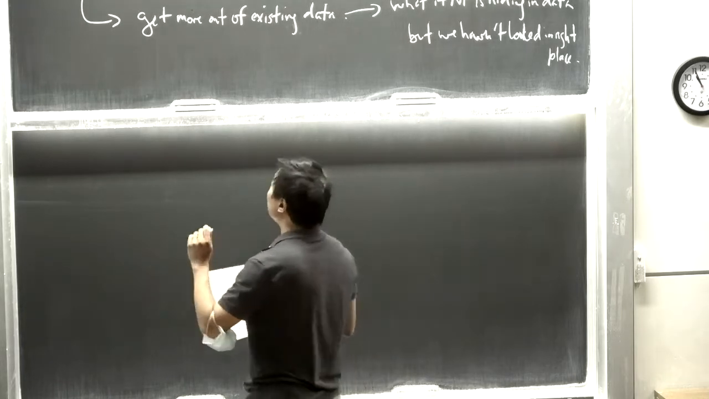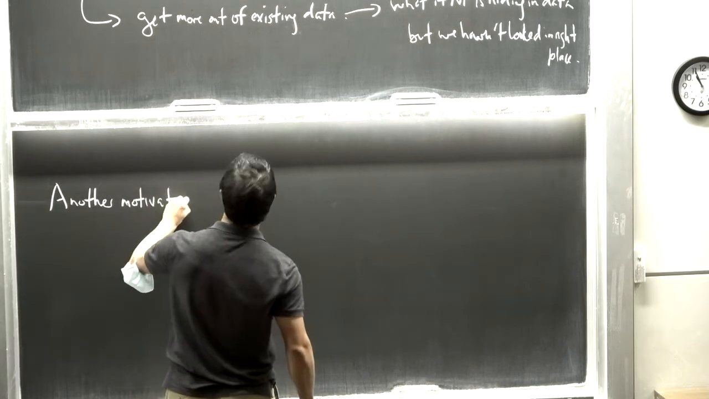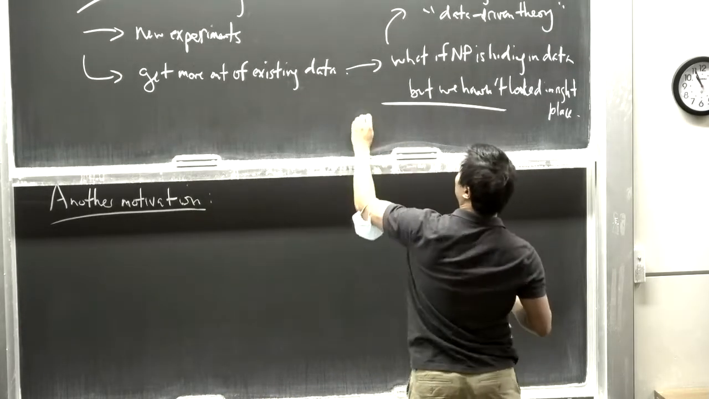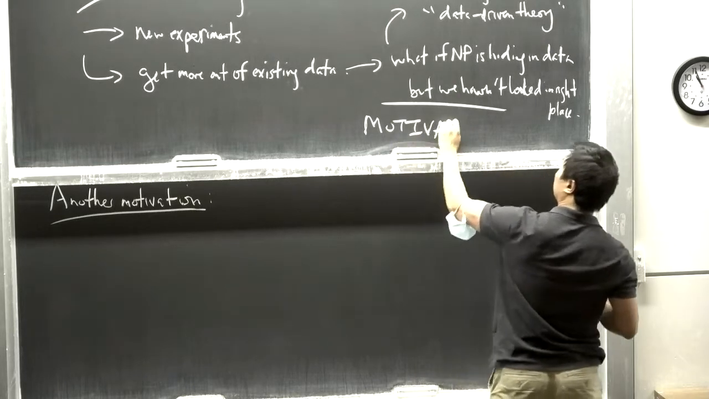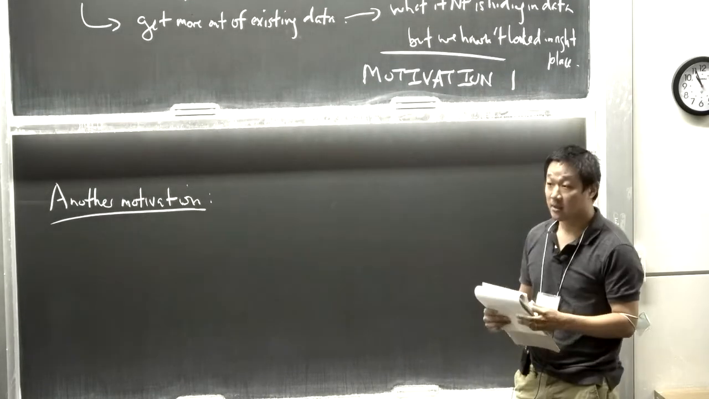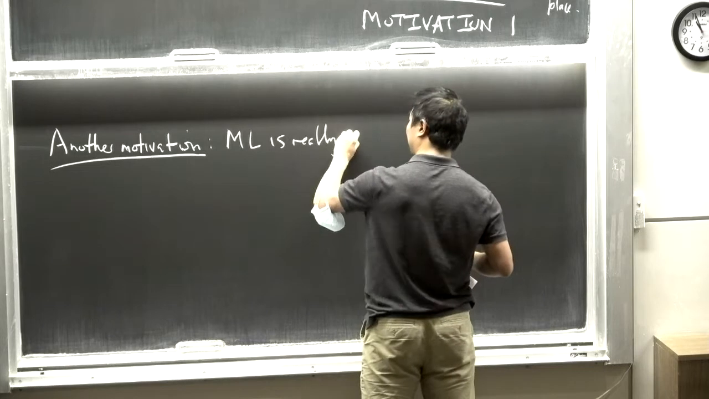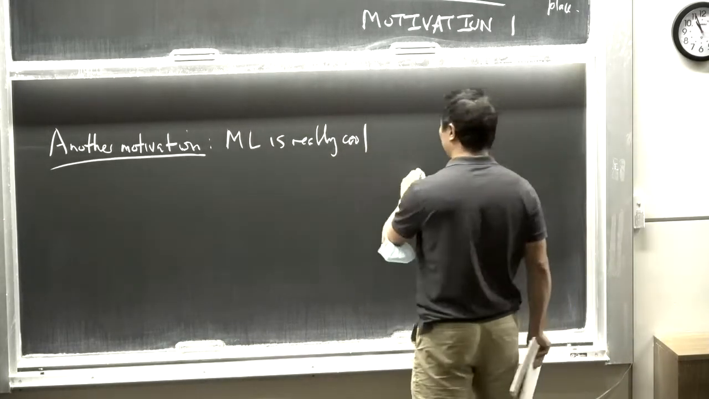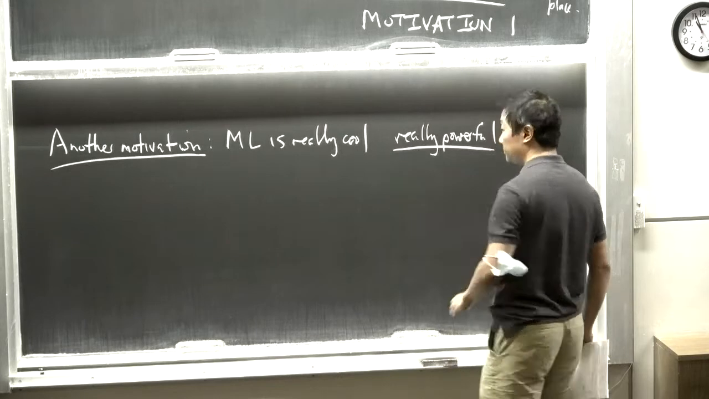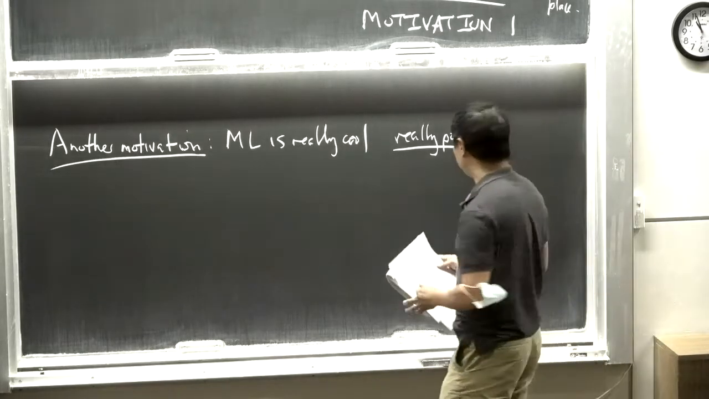So another motivation, so this is motivation one, I guess. Another motivation for studying ML for HEP is that ML is really cool. I'm going to write that on the board. So ML is really cool. What I mean is that it's really, really powerful. It's like we're in the Stone Age and someone from the future came and gave us a hammer. So it's like that.